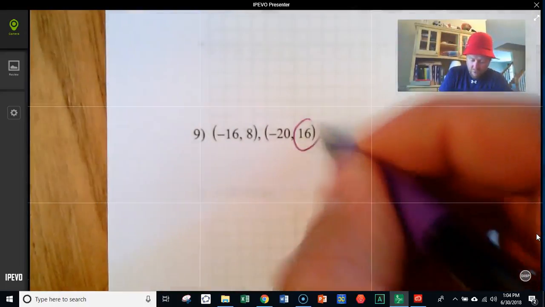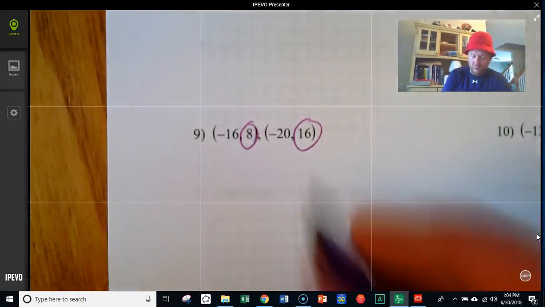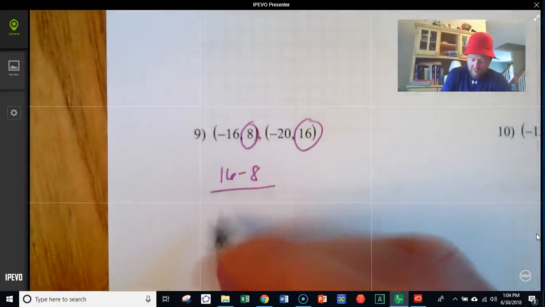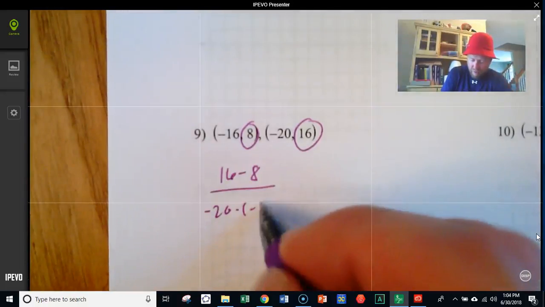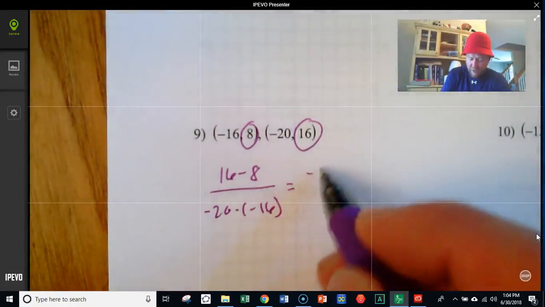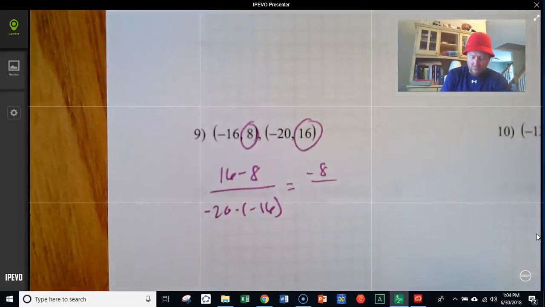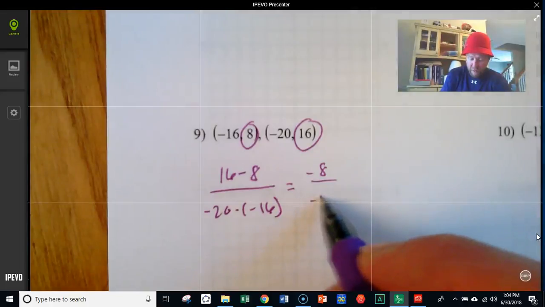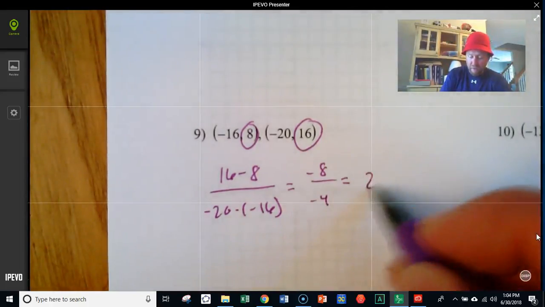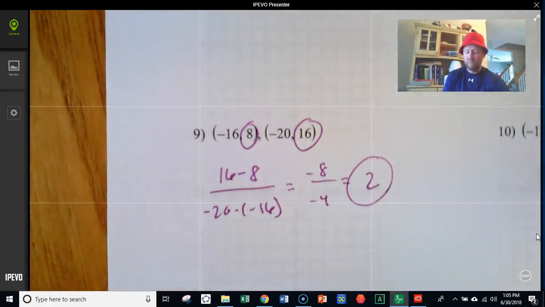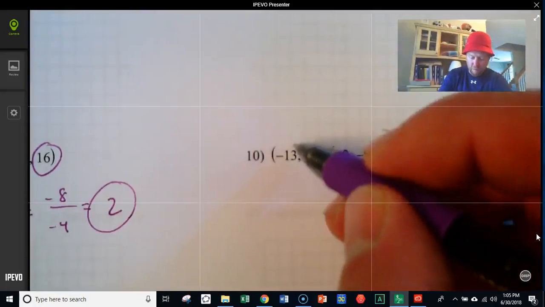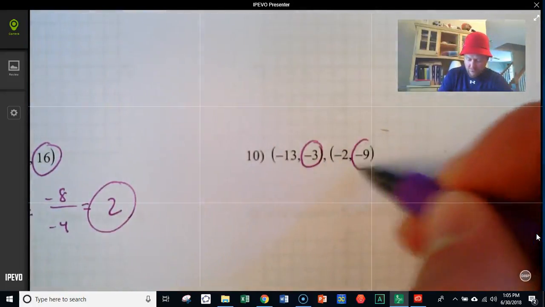Let's just go, I'll circle the y coordinates. I'm going to go 16 minus 8 over negative 20 minus negative 16. So 16 minus 8 is negative 8. Negative 20 plus 16 would be negative 4. The two negatives are going to cancel each other out, and 8 divided by 4 is just 2. Okay.